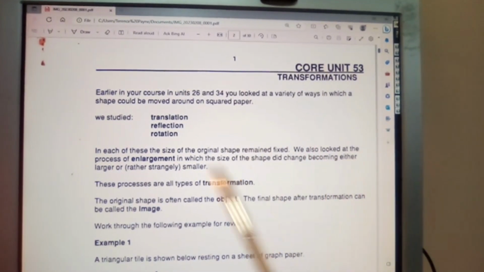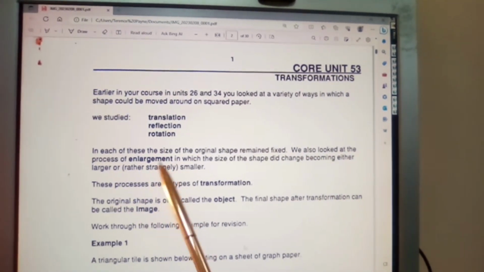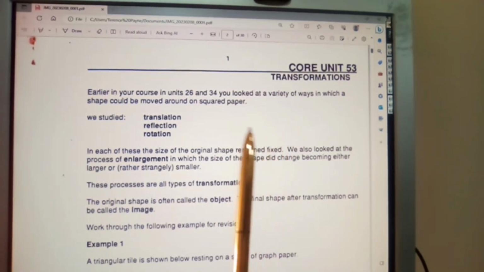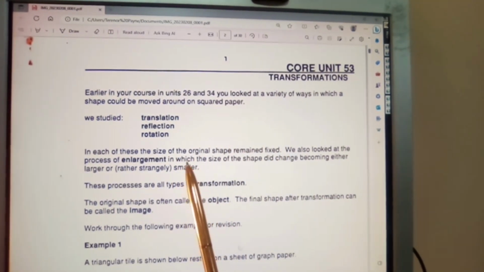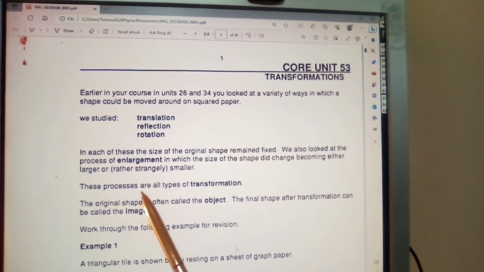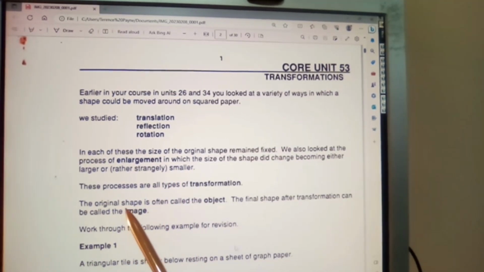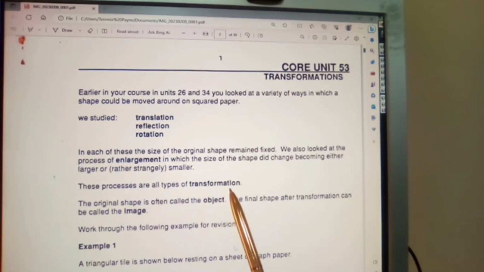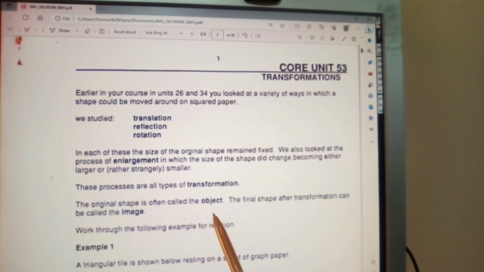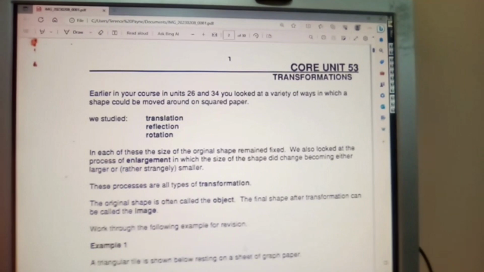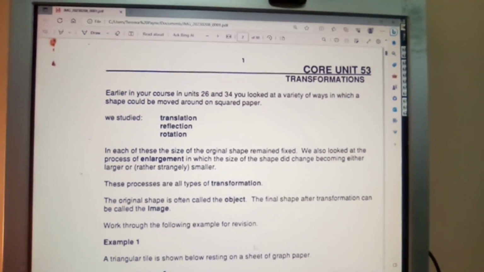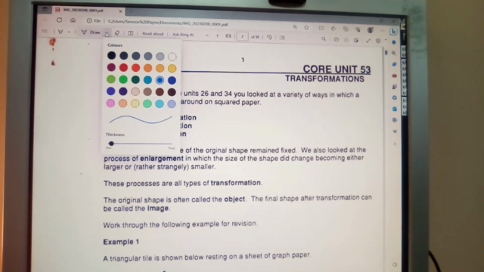We also looked at the process of enlargement. Now you're all familiar with enlargement, making a shape look larger or smaller in some cases, in which the size of the shape did change, becoming either larger or, rather strangely, smaller. These processes are all types of transformation. The original shape is often called the object. Let me highlight some of these points for you, okay?